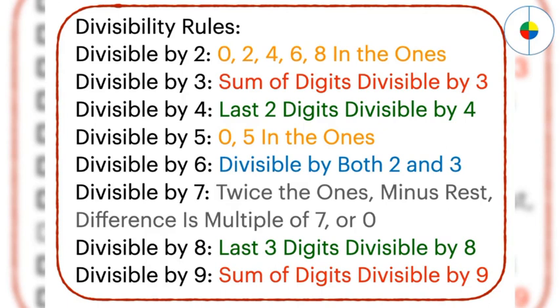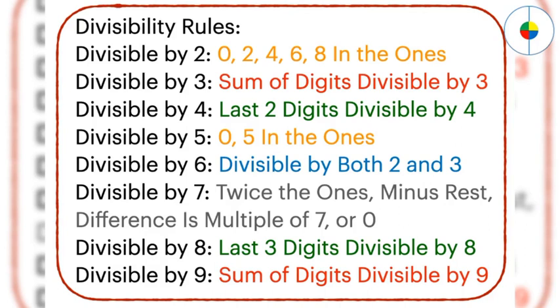2. Divisible by 3. A number is completely divisible by 3 if the sum of its digits is divisible by 3. 3. Divisible by 4. If the last two digits of a number are divisible by 4, then that number is a multiple of 4 and is divisible by 4 completely. 4. Divisible by 5. Numbers which end with digits 0 or 5 are always divisible by 5. 5. Divisible by 6. Numbers which are divisible by both 2 and 3 are divisible by 6.